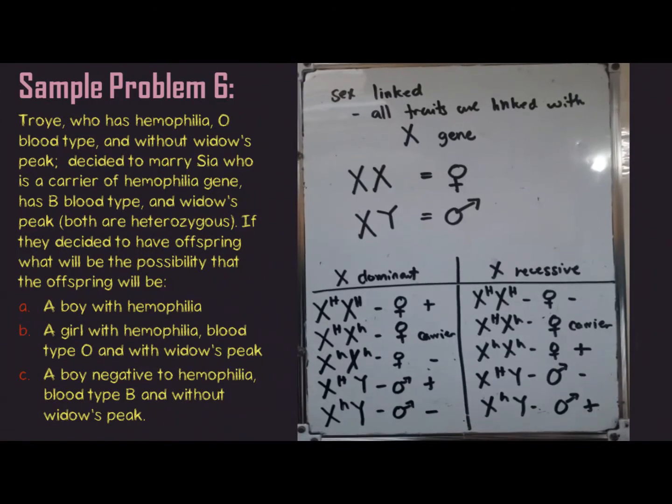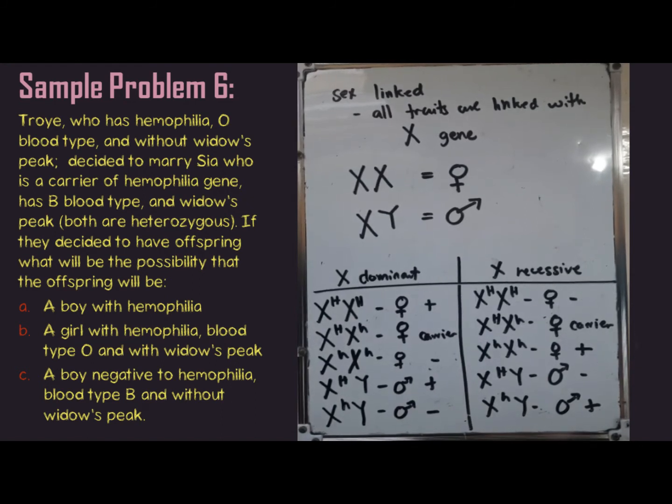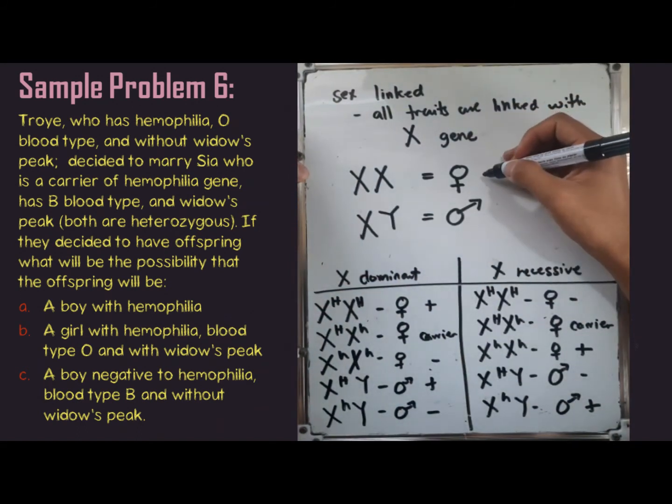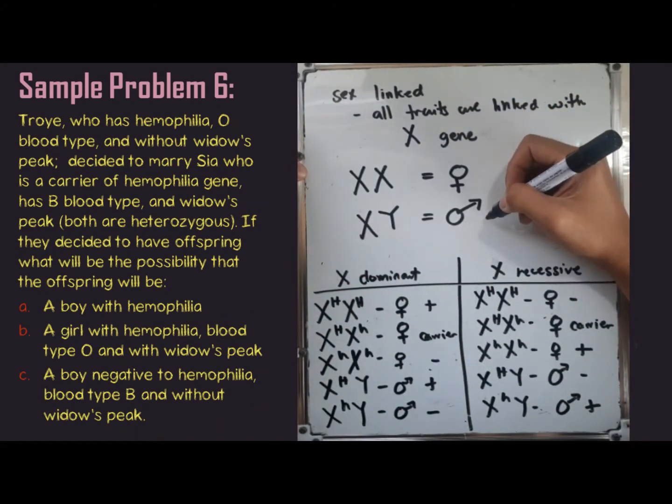So now, before we proceed with sample problem number 6, let's discuss the presence and the abundance of the different traits that are related to our sex genes or our sex chromosomes. When it comes to sex-linked traits, these are the traits present on certain chromosomes on the 23rd pair. Remember that the sex of humans is determined by the 23rd pair of our chromosomes. It would either be 2 X's for females and an X and a Y for males.